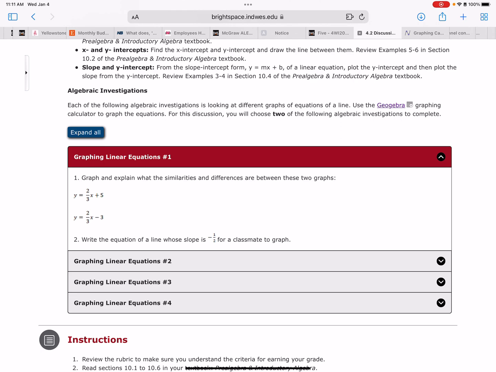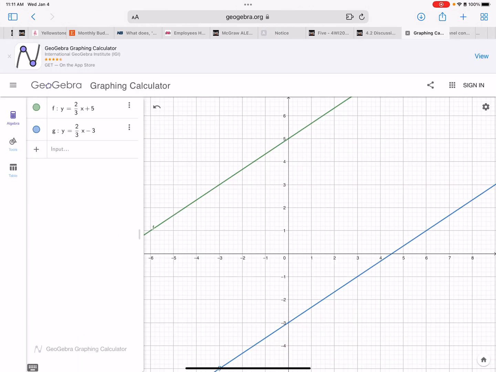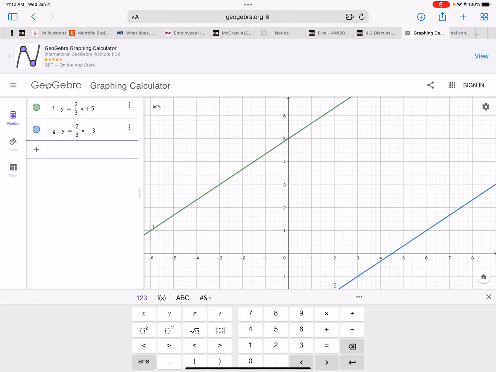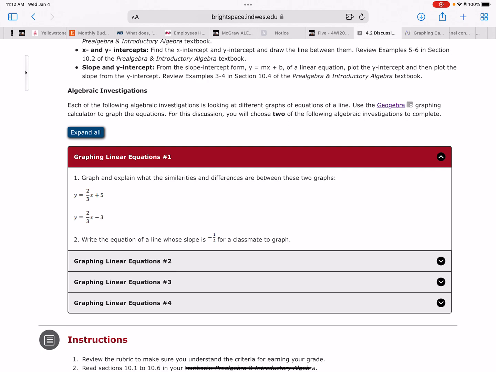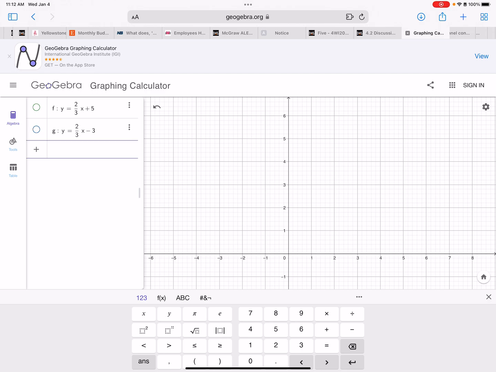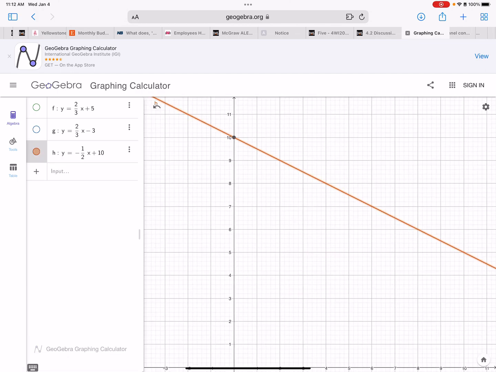Then number 2 says, write the equation of a line whose slope is -1/2 for a classmate to graph. So you would write any equation at all if you would like. I'm just going to go ahead and make those disappear. The biggest thing is that you want to write an equation of a line with slope -1/2, and so it could be anything you want, where it would be y equals -1/2 x, and that would be it. Or you could put plus 10. Plus 10 would make it go up higher.